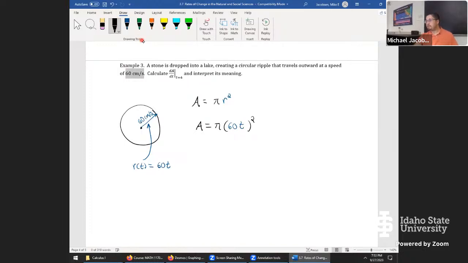squared. With the approach we're taking, we're just saying exactly what the area function is and simplifying it as much as possible. So next thing we can do is, well, let's just square that out. This will be pi. 6 squared is 36, and then we'll get 2 additional zeros from that. And then t squared. So finally, area is 3600 pi times t squared.